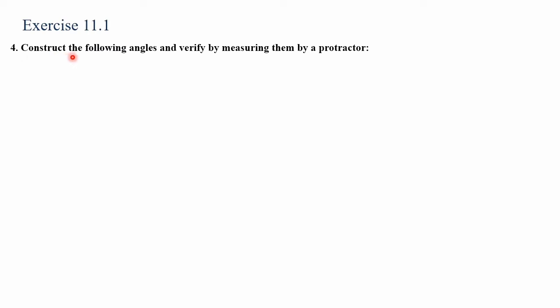Move on to exercise 11.1, fourth question. Construct the following angles and verify by measuring them with a protractor. So we have to construct the angle using ruler and compasses only. After construction, we can verify by using the protractor whether the measurement of the angle which we have constructed is accurate or not. But for construction purposes, you are not allowed to use a protractor.